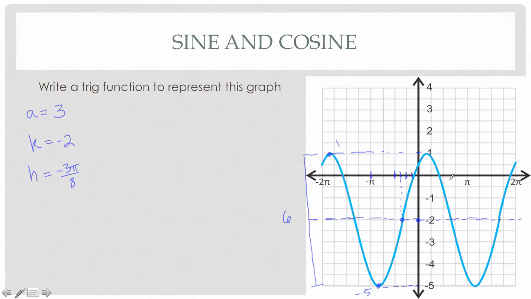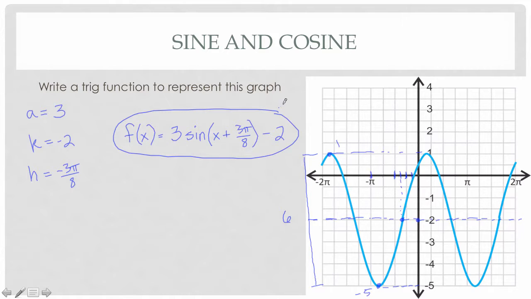All right, let's put this all together. For my function, we have an amplitude of 3, goes up 3, down 3. It's a sine function, so starting at 0, 0. It shifted to the left 3 pi over 8 units, so we're going to have x plus 3 pi over 8. And we had a vertical shift down of 2 units, so we need a -2 at the end. If I go to my Desmos calculator and graph it, it would look just like that function right there.